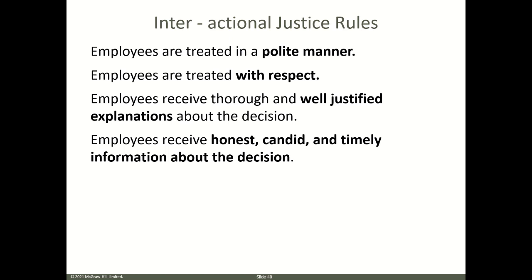Interactional justice rules. Employees are treated in a polite manner, right? That is the interactional justice rule. Employees are treated with respect. Employees receive a thorough and well-justified explanation about the decision. Employees receive honest, candid and timely information about the decision. Whatever decision is taken, it should be communicated to the employees on time.